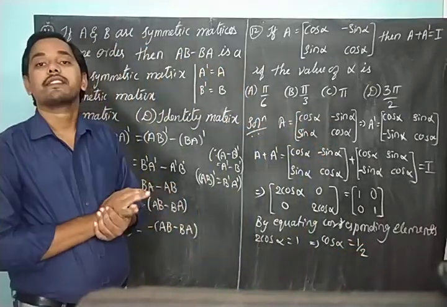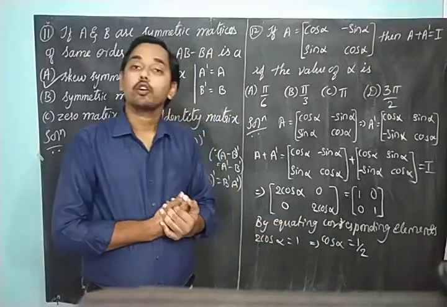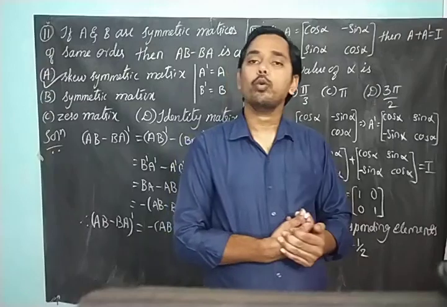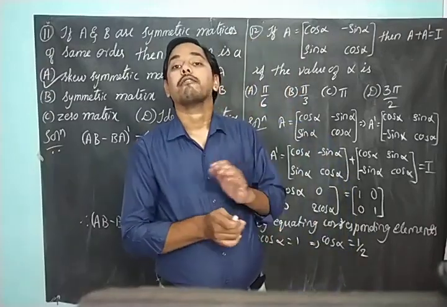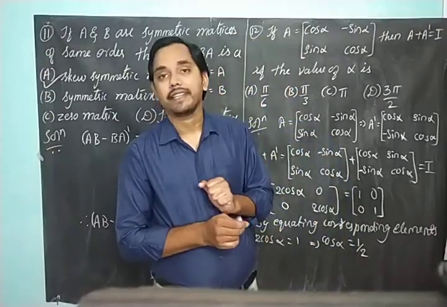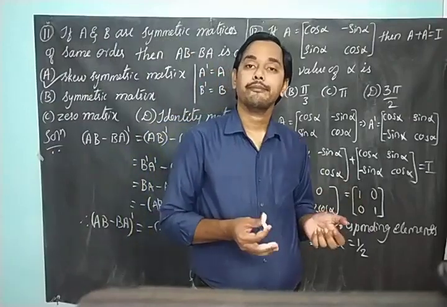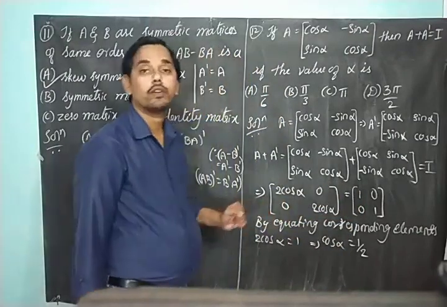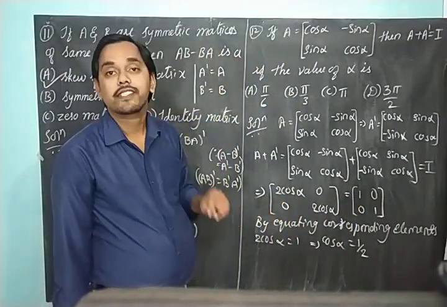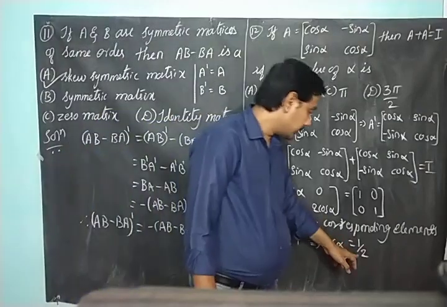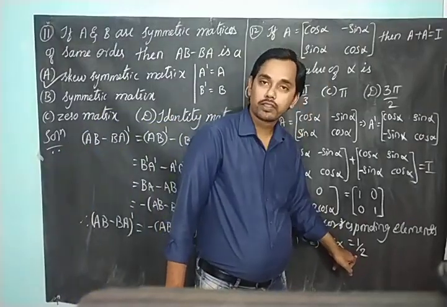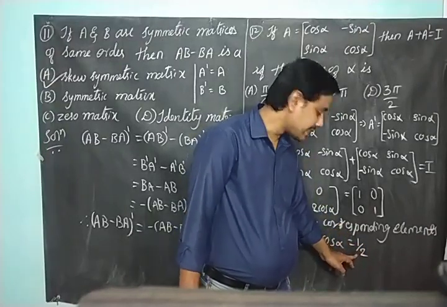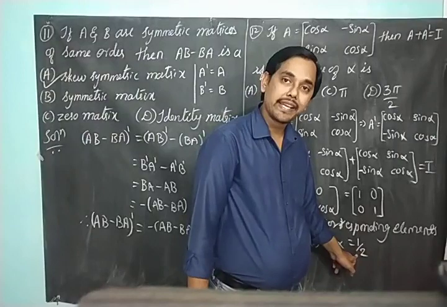So cos alpha is equal to 1 by 2. When will cos alpha be 1 by 2? When alpha is equal to pi by 3. What is cos pi by 3? That is 1 by 2. So I can replace this 1 by 2 as cos pi by 3.